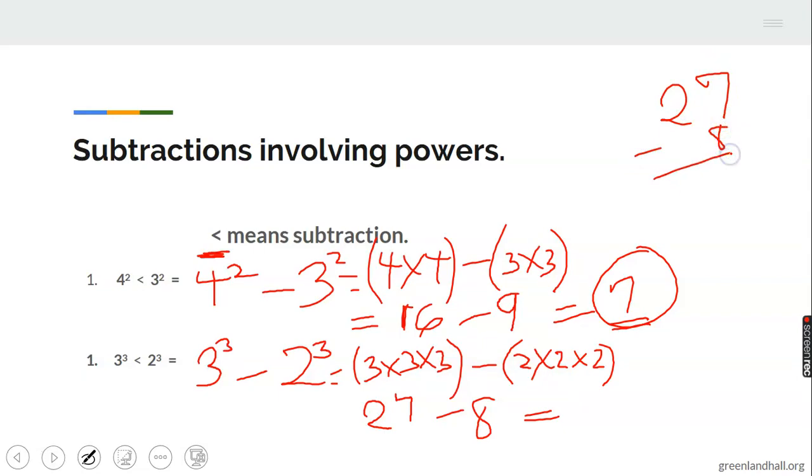Can we take away 8 from 7? It's impossible. What do we do? We borrow 1 from here and bring it here. These 2 will remain 1. So what do we have? 17 take away 8. That's what? That's 9. Okay, we write our 9 down here. Then we have 1 that is left here. So what do we have? We have 19. And this is our final answer, 19. I hope you can see that. So that's what addition and subtraction involving powers is all about.